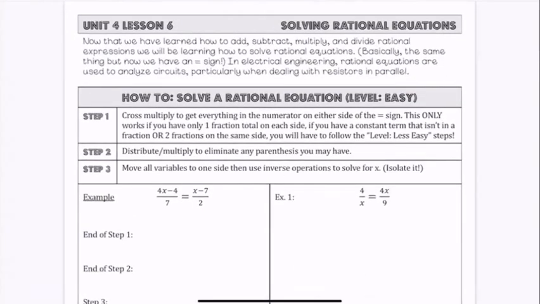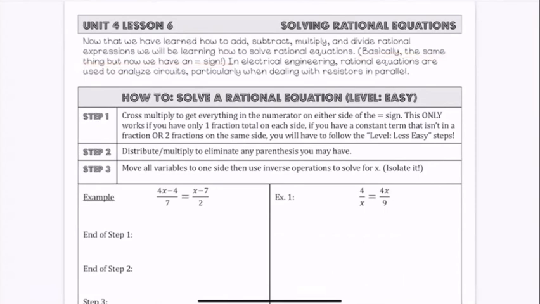Hey everybody, here is the last new section of Unit 4. It is solving rational equations. We've spent the last couple lessons talking about expressions. The difference between an expression and an equation is an equal sign. You can see that right here, basically the same thing, except now we have an equal sign.